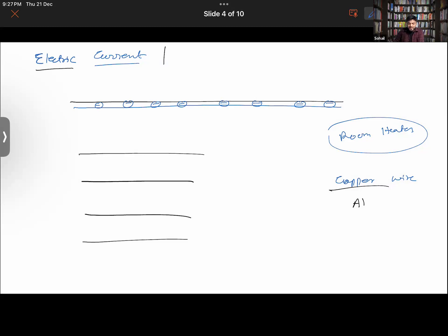But if I were to use any other material, for example wood, we are talking about insulator and conductor, right? So why won't we use wood? Because wood offers a high amount of resistance to the flow of electric current. That's why it is considered an insulator.